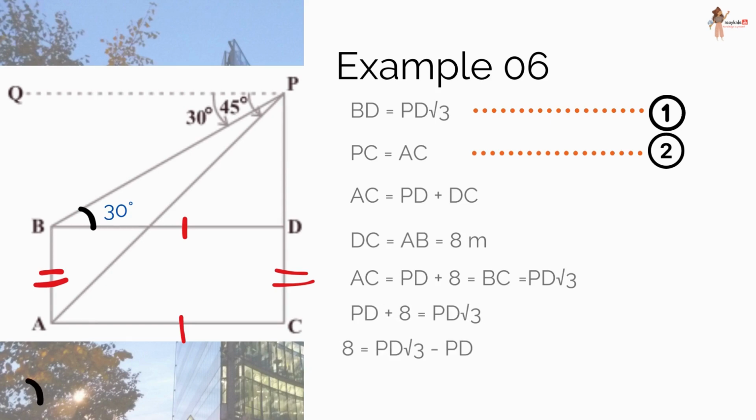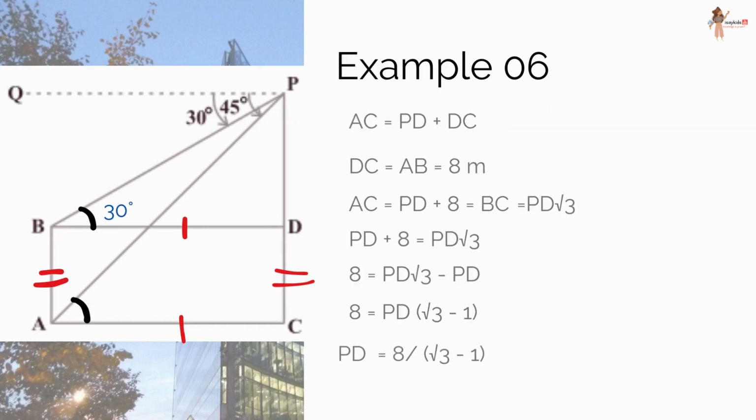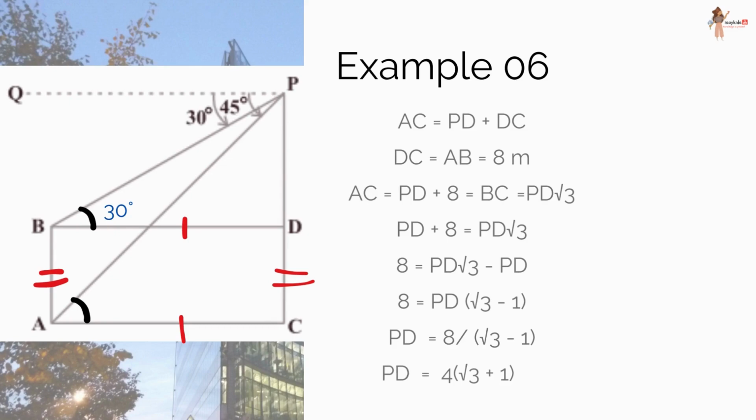This gives PD equal to 8 upon root 3 minus 1. Upon solving, we get PD equal to 4 times root 3 plus 1.